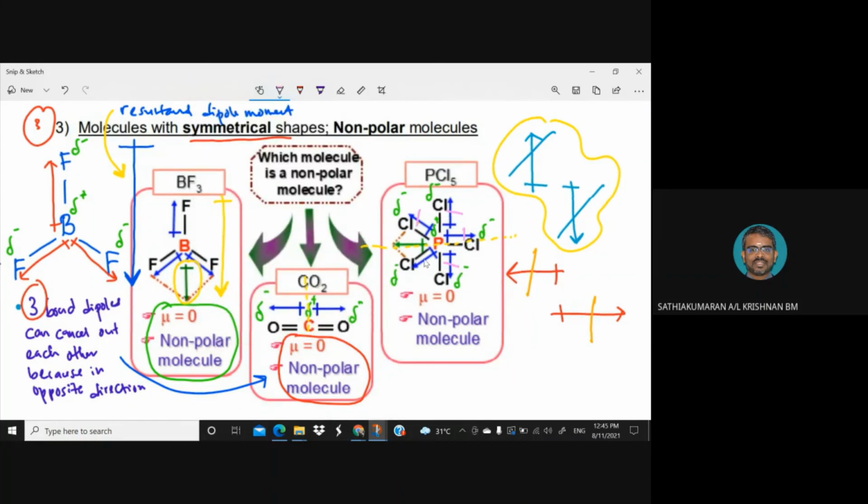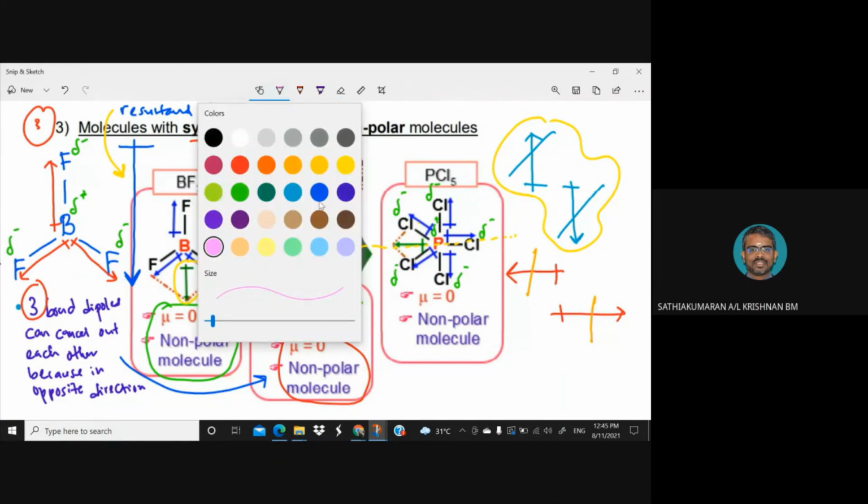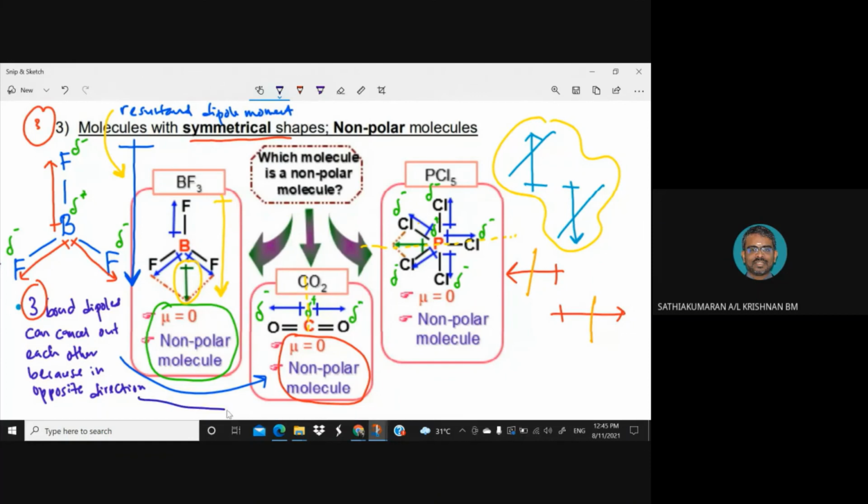Cancel, cancel, cancel, cancel. But don't show this in your image. No, we cannot show. Wrong. Don't do like this. It's wrong. How do I show all the bond dipoles already cancel out each other? You have to write this statement. So how many bond dipoles? 5 bond dipoles can cancel out each other because in an opposite direction. Mu equal to 0, this molecule is a non-polar molecule.